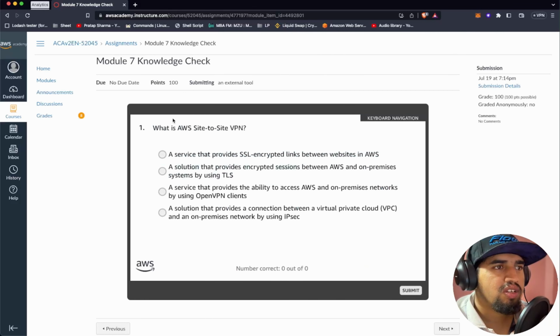So let's start. What is AWS site-to-site VPN? I think the answer should be here: a solution that provides a connection between a virtual private cloud (VPC) and an on-premise network by using IPsec.